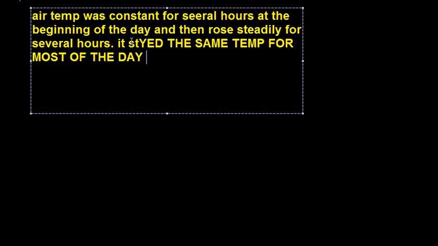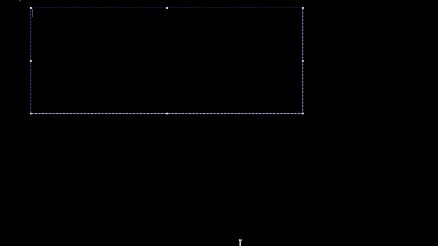Several hours, I keep saying days. It stayed the same temp for most of the day. Okay, I'm just going to read this to you guys. So basically the air temperature was constant for several hours at the beginning of the day and then rose steadily for several hours, and it stayed the same temperature for most of the day before dropping sharply at sundown. Choose the graph that best represents the situation.